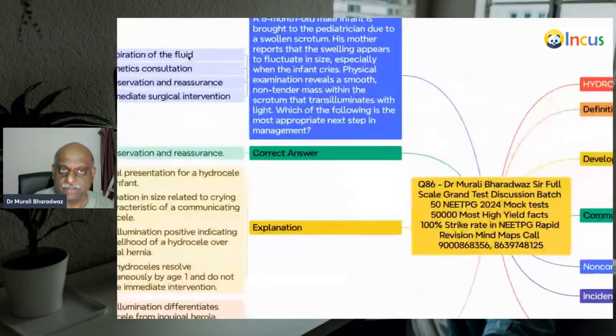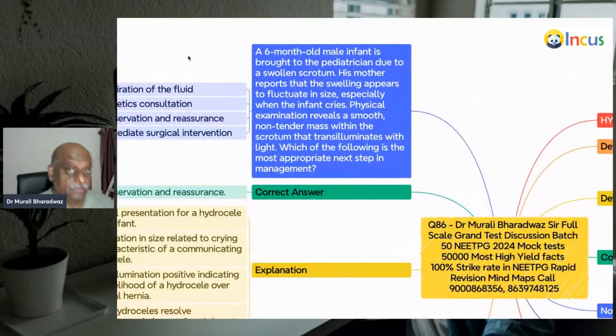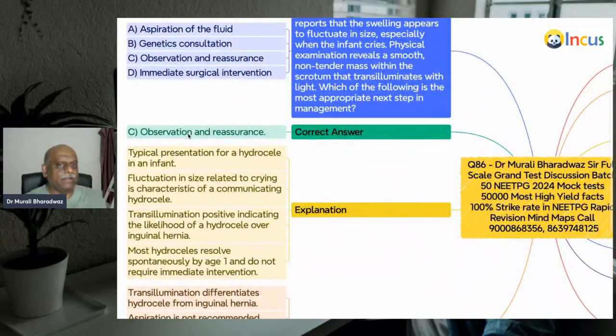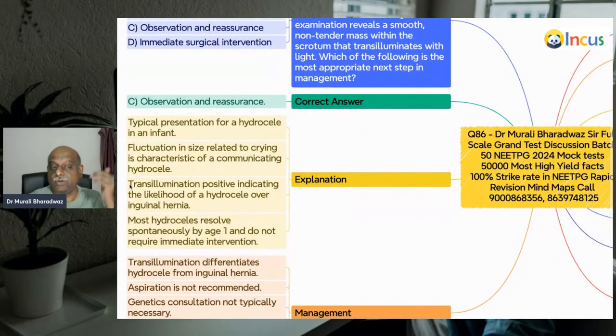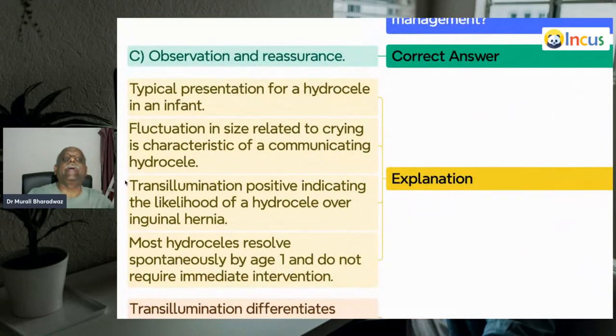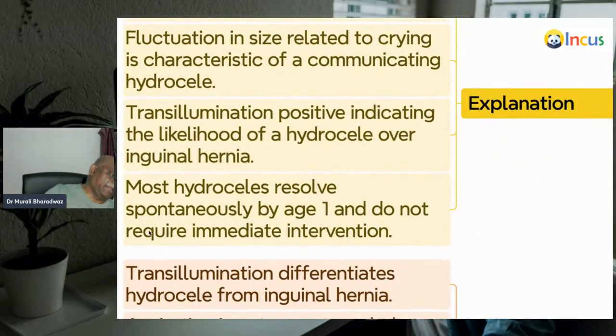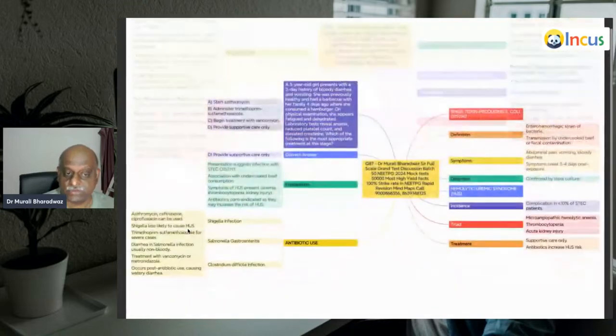Now, doctor, a 6-month-old is brought to the pediatrician, swollen scrotum, fluctuating. So it's all typical of hydrocele in an infant. Fluctuation in size related to crying is characteristic of a communicating hydrocele. Transillumination positivity indicates the likelihood of hydrocele over inguinal hernia. Most hydroceles that you see in infants resolve spontaneously by age 1 and do not require immediate intervention, is what you need to remember.